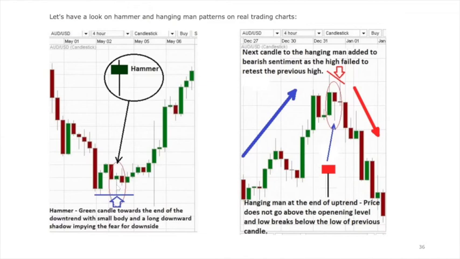If this candle's tail only reaches the previous candle's low, that means it's still not a good signal. The price can still go further down. That's why I said a hammer candle formation doesn't automatically mean a very good sign. That's why you need to be very careful.